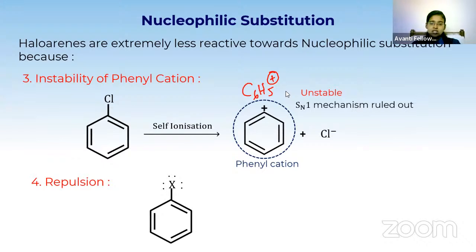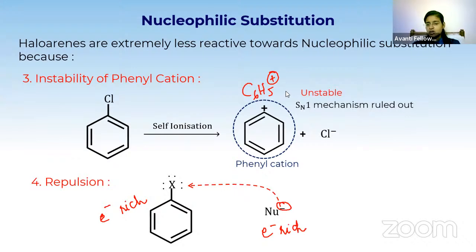It will have 3 lone pairs. Since they have 3 lone pairs of electrons and also the ring is electron rich in nature, the entire haloarene is an electron rich compound. And the nucleophile which is trying to substitute is also electron rich, right? The nucleophile also has the negative charge and is an electron rich compound.